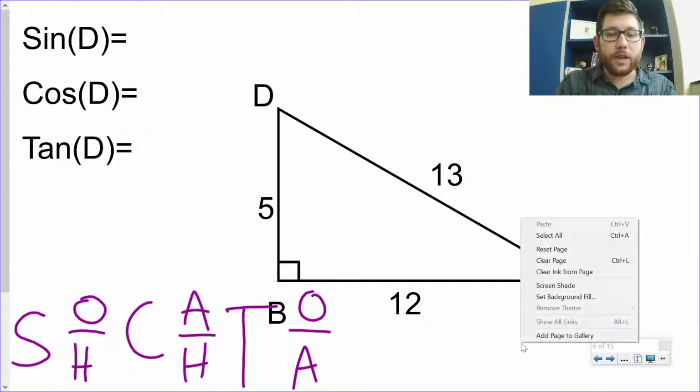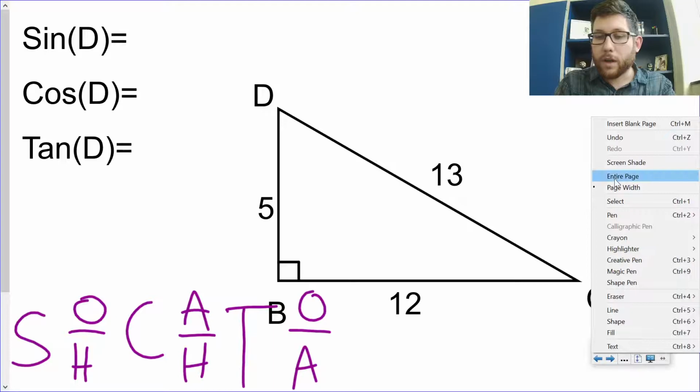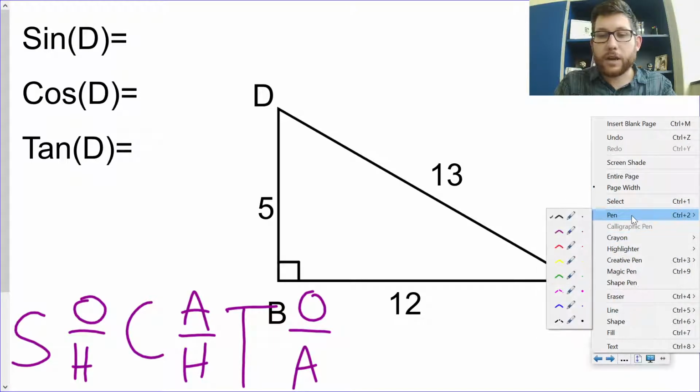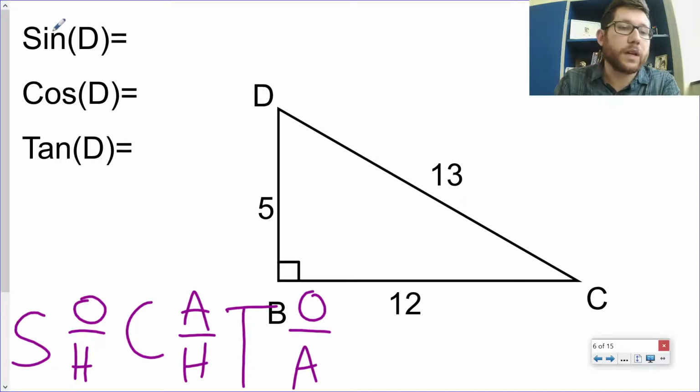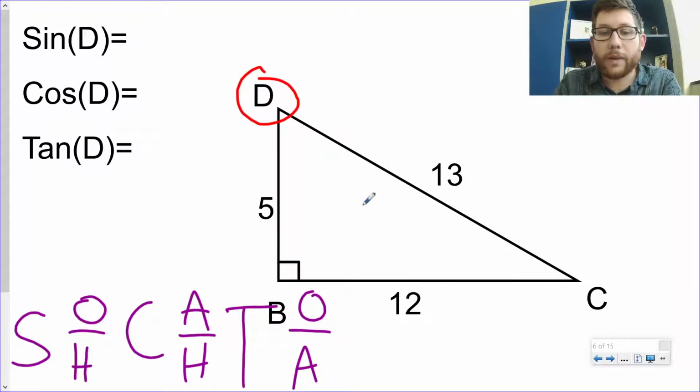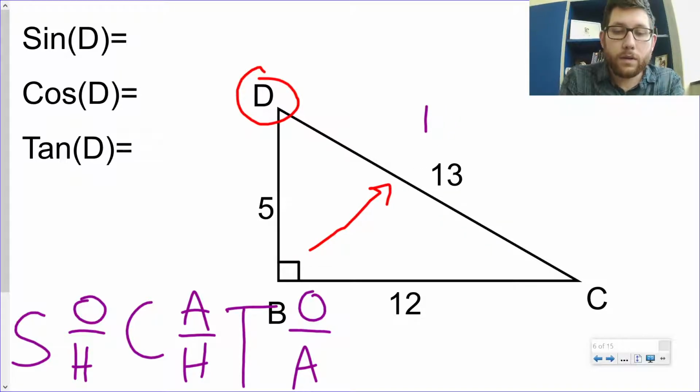Now, what I want to do is label my triangle. Before I start setting up my ratios, I need to label my triangle. And the better you get at this, the faster this goes. We want sine of angle D, cosine of angle D, and tangent of angle D. So this one right here is the angle I'm talking about. Let's start by finding my H side. H is opposite the 90 degrees, so that's going to be H right here. Here's my angle, so I'm going to go opposite that, and this is going to be my O side. And then my last side left over is going to be my A side.